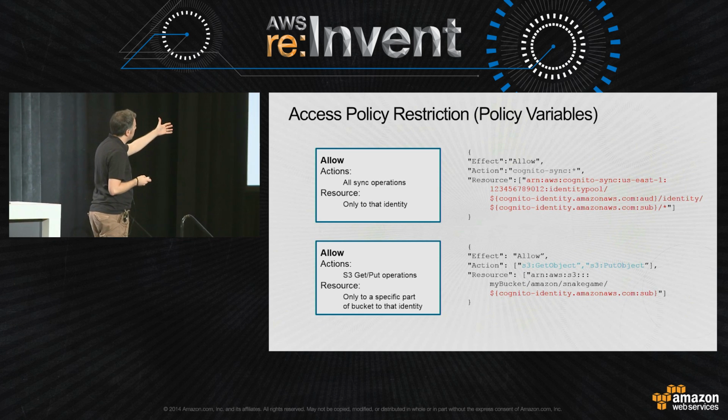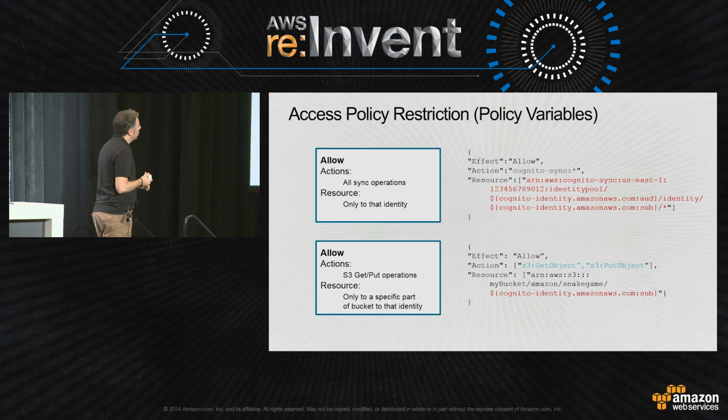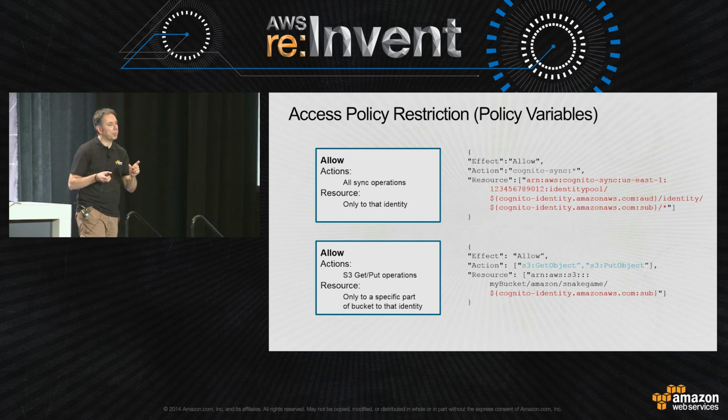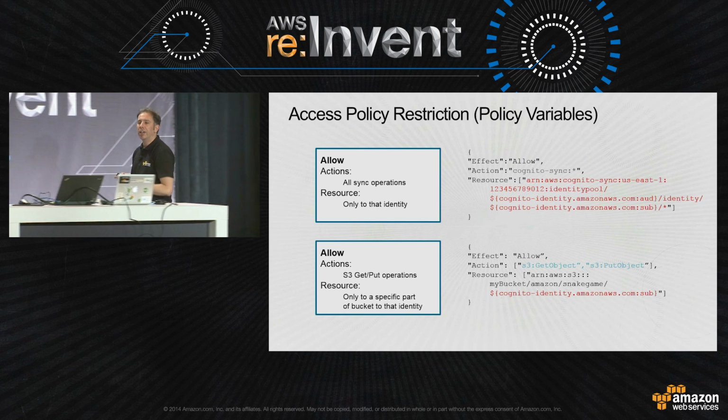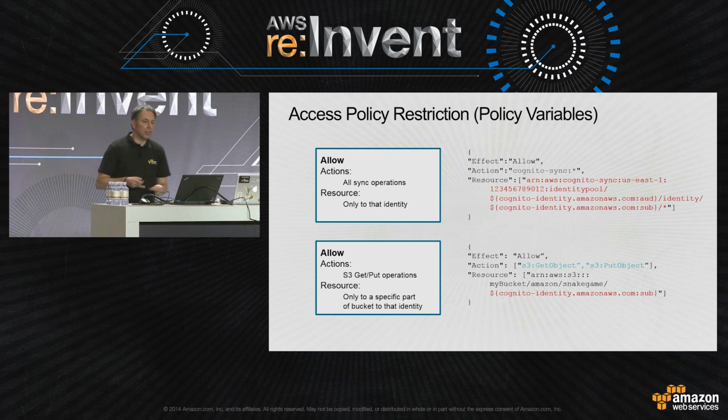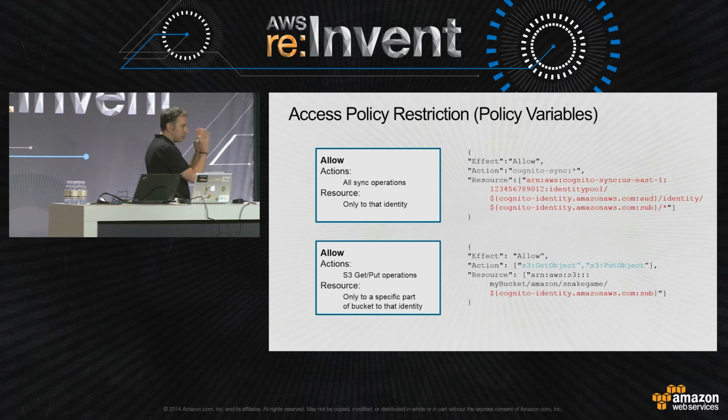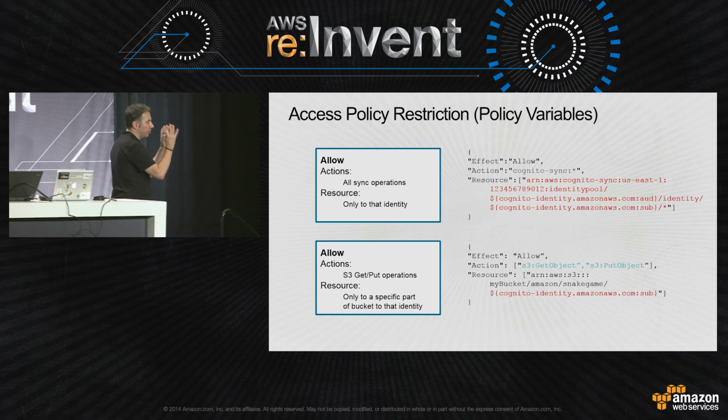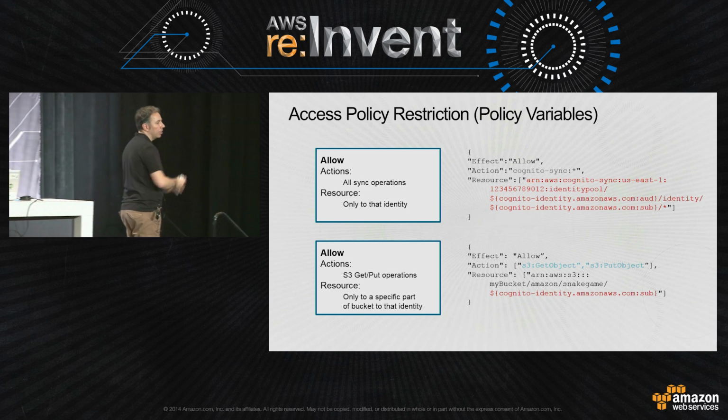The other one is maybe simpler. Usually you don't need to split your users across different authentication schemes. Maybe the second sample is just that you can access my bucket /Amazon/snake game, that is maybe the name of your game, / Cognito identity, the user ID. So that part is replaced automatically by the identity of the users. So you see, you can start to create a specific section of an S3 bucket where you store only the data of a specific user.